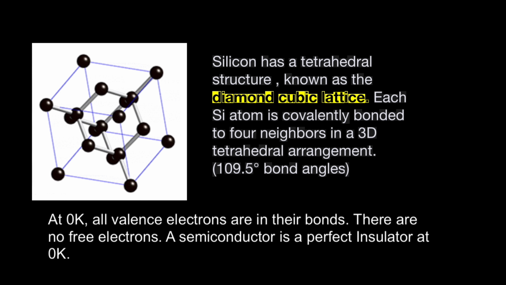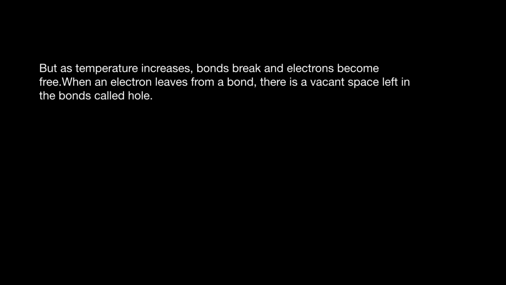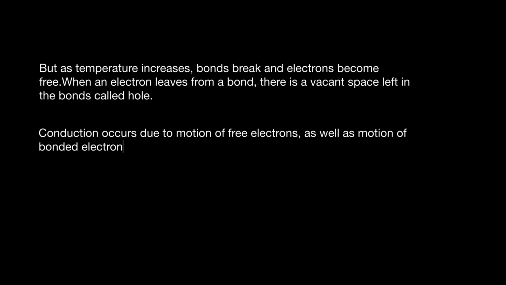At 0 Kelvin, all valence electrons are in their bonds. There are no free electrons. A semiconductor is a perfect insulator at 0 Kelvin. But as temperature increases, bonds break and electrons become free. When an electron leaves a bond, there is a vacant space left in the bond, and that is called a hole. Conduction occurs due to the motion of free electrons as well as the motion of bonded electrons into holes.